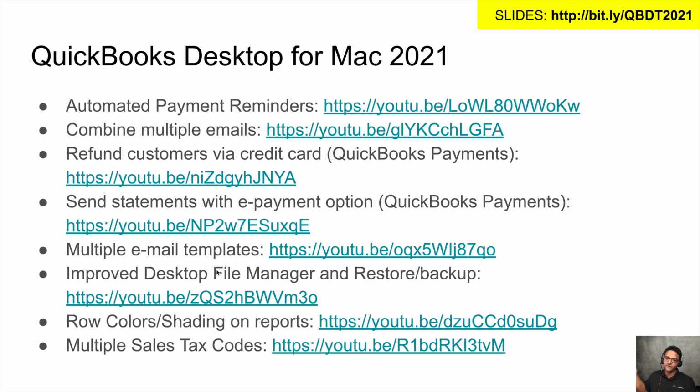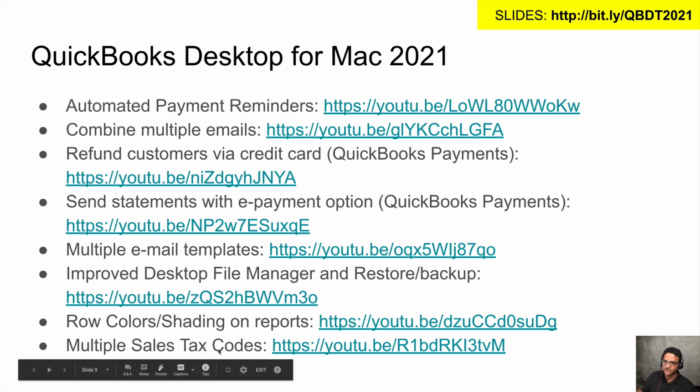If they were able to figure it out on the Mac, I figured why not? You can have multiple email templates, something that existed in the Windows world for a very long time. They improved the desktop file manager and the on-screen restore and backup workflow in the Mac. Now you can print reports with color shading, so you can actually highlight the sub accounts and the parent accounts. And it now supports multiple tax codes, something that's been in the desktop world for a very long time.